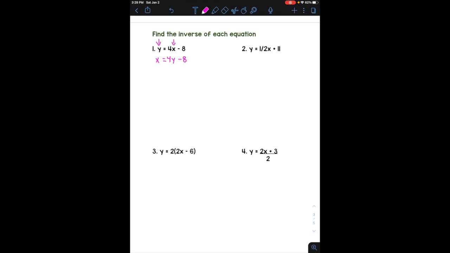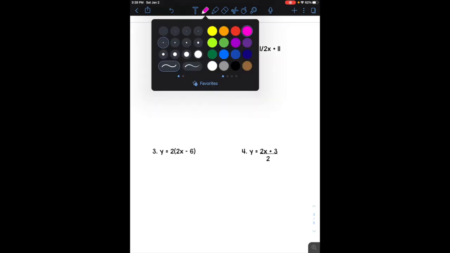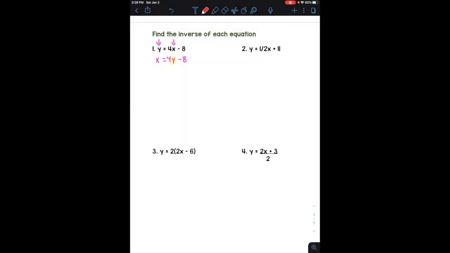The next step for finding the inverse of an equation, however, is now to solve for y again. So notice I first switched the x and y, and now I want y to be solved for, or alone in the equation. So in order to solve for y, you're either going to add or subtract first. In this case, there's subtraction. They're subtracting 8, so I'm going to do the opposite and add. x + 8 = 4y.